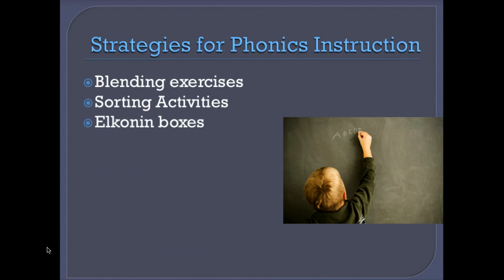Elkonin boxes are boxes that are used to build phonemic awareness by segmenting words into individual sounds. So a student would have maybe a paper in front of them that would have 3 boxes on it, and they would push a counter or chip into the box as they hear the sound. So going back to that word bat, they would push b, a, t, and it really helps to give them a visual instead of just something abstract. So it helps them see the sounds.